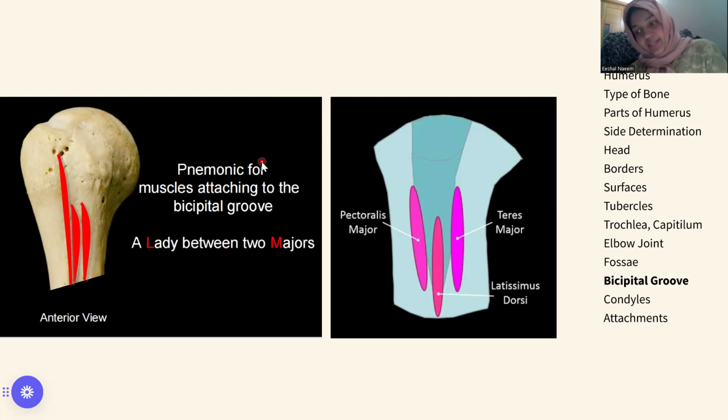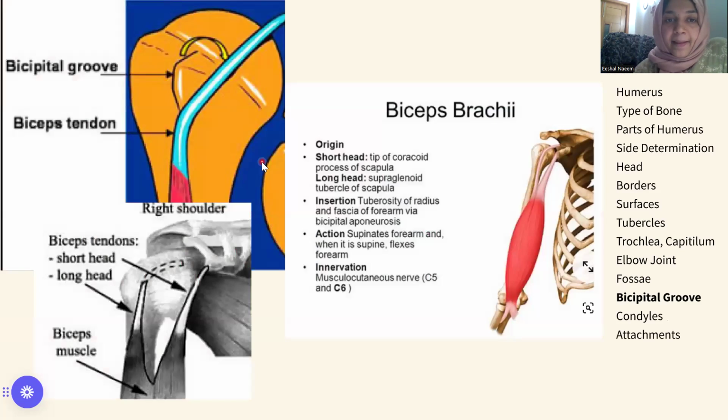Okay, condyles, just the condyles left. Attachments I'm not going to cover in this video. So you can appreciate that the origin of the biceps brachii is from the tip of the coracoid process of the scapula and the supraglenoid tubercle of the scapula. Basically, there's a short head, there's a long head. The long head passes through the bicipital groove, but the short head comes directly and attaches to the tuberosity of the radius and fascia of the forearm.